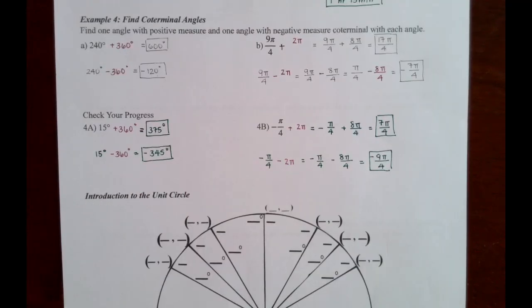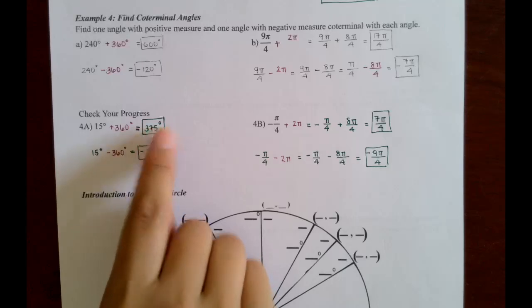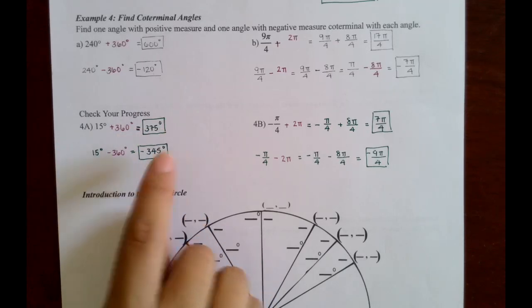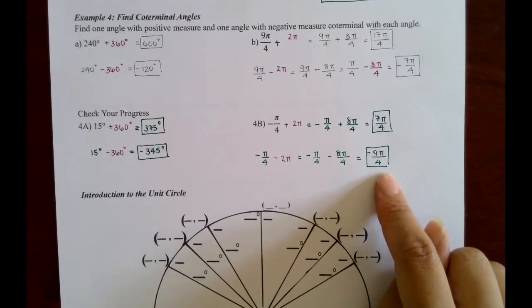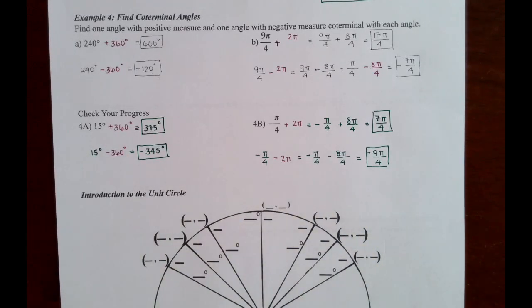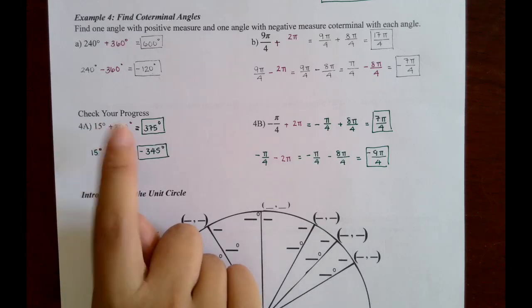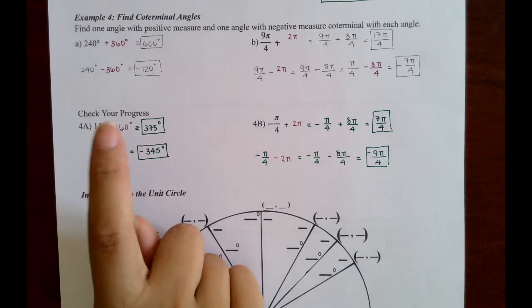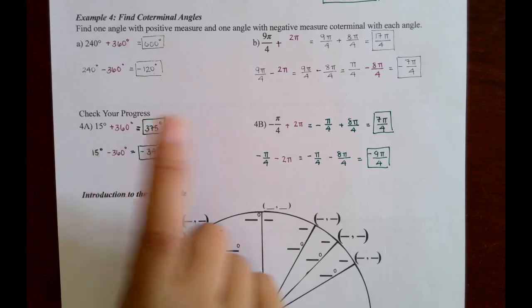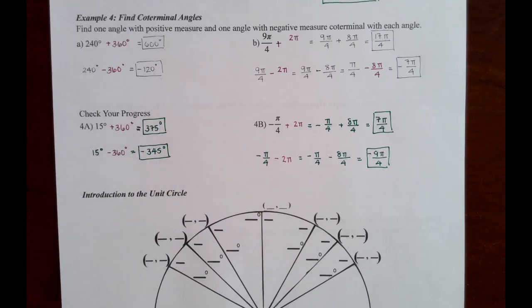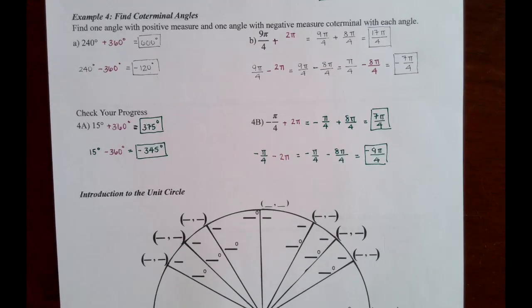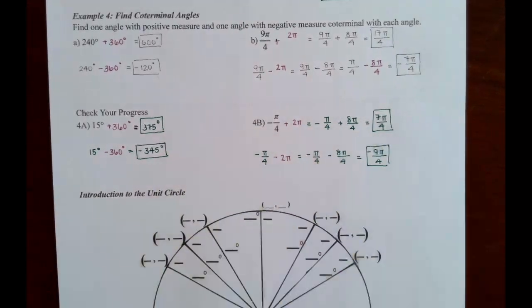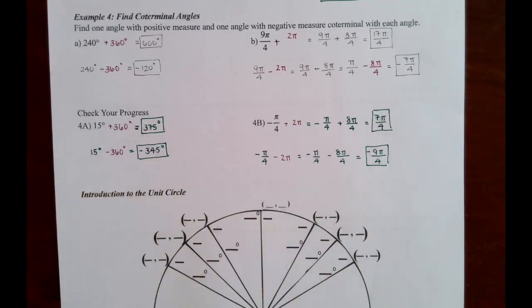Okay, so some sample answers for 4A: 375 degrees and negative 345 degrees. For 4B: 7 pi over 4 and negative 9 pi over 4. The reason why I say they're sample answers is that this is one possibility. You can keep adding 360 and still get one that is coterminal, so you can add another 360, and that would be an acceptable answer also. Or you can continue subtracting 360 and get another possible answer. Same thing here, you can add another 2 pi, or you can subtract another 2 pi.